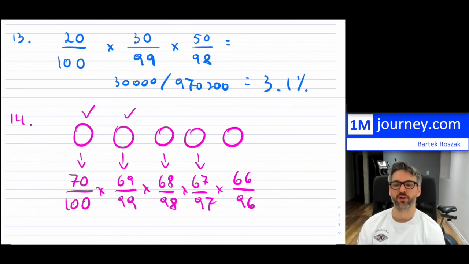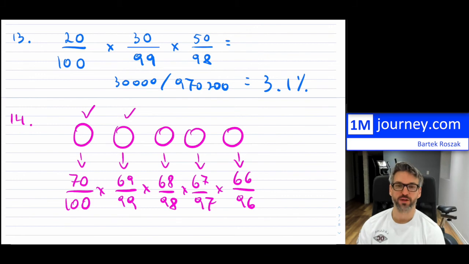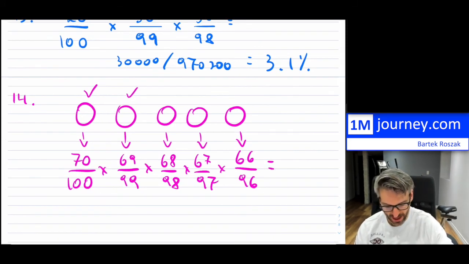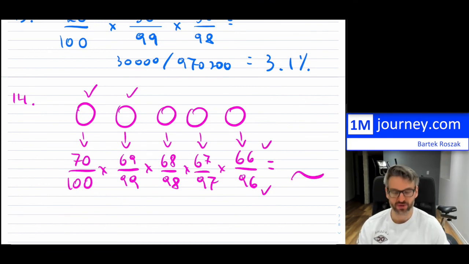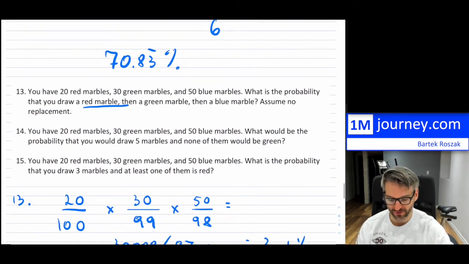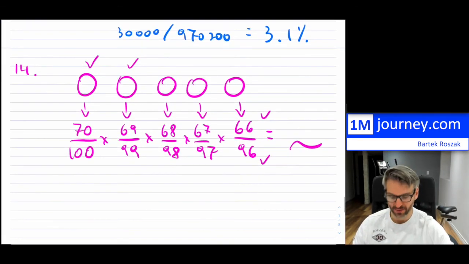So on each single draw, what is the probability of not drawing a green marble? Here, this would have been the probability. Now we go ahead and multiply the numerators and the denominators, and we get our answer, whatever that might be. So that's how you do question number 14, which is what would be the probability that you would draw 5 marbles and none of them would be green? Well, that's the probability.